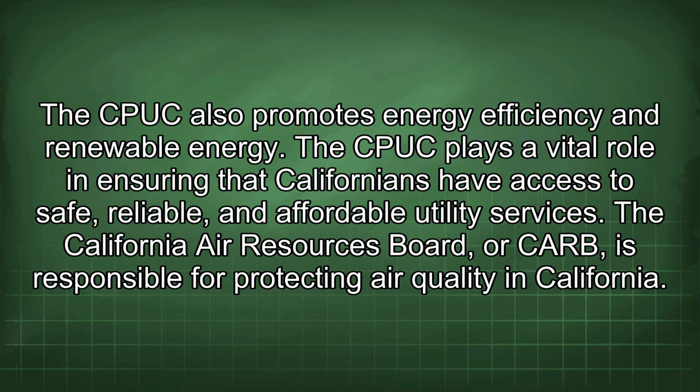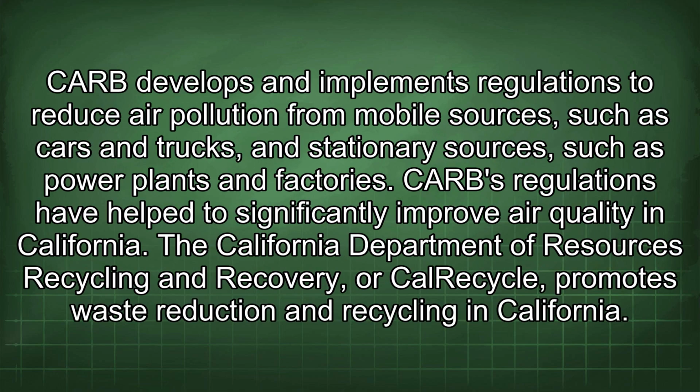The California Air Resources Board, or CARB, is responsible for protecting air quality in California. CARB develops and implements regulations to reduce air pollution from mobile sources, such as cars and trucks, and stationary sources, such as power plants and factories. CARB's regulations have helped to significantly improve air quality in California.